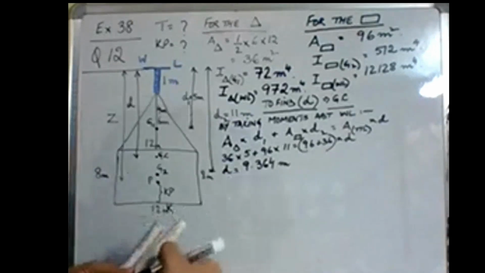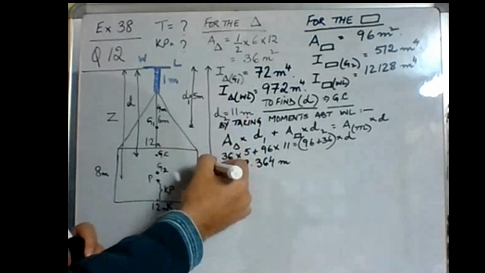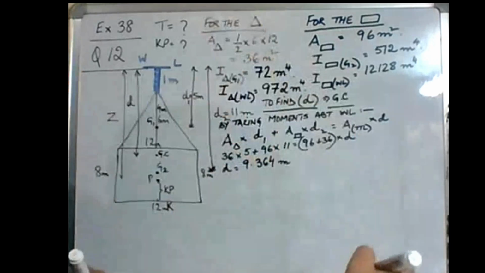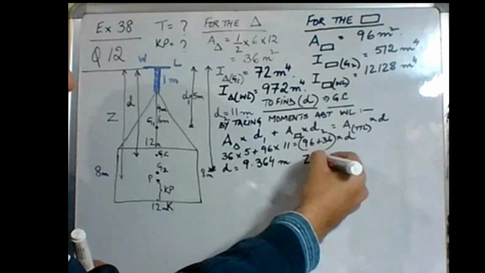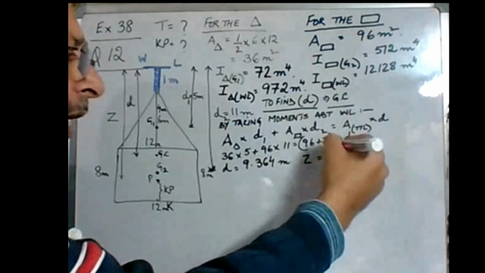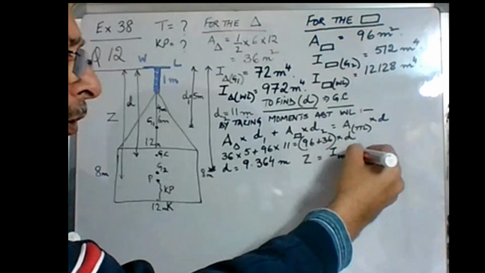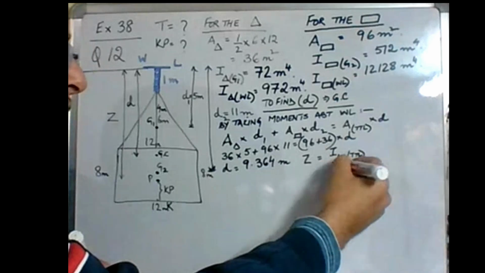हाँ जी. So D कितना आता है? 9.364. सबका सेम आ रहा है? Yes, sir. So Z निकालो. Z is IWL total upon AD.